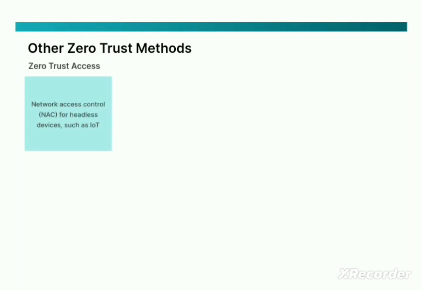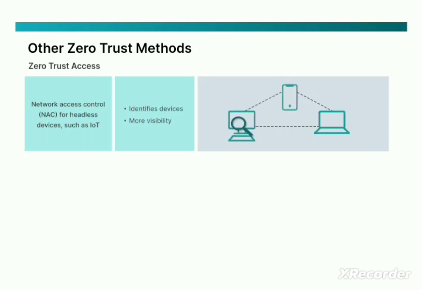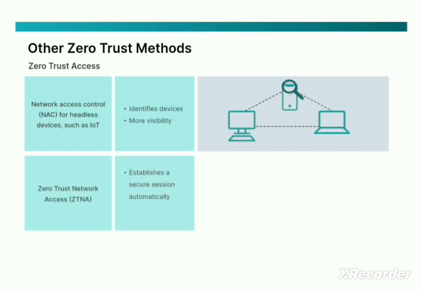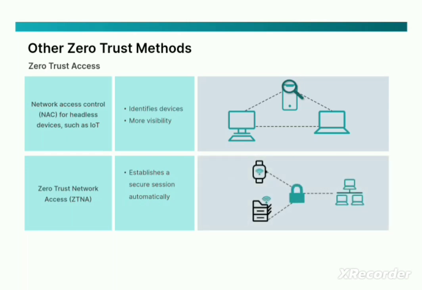Network Access Control identifies the devices on the network, giving IT security greater visibility and control. ZTNA is technology that establishes a secure session automatically between the end entity and the network, regardless of location, while ensuring granular control over access to applications and enforcing the precept of zero trust.